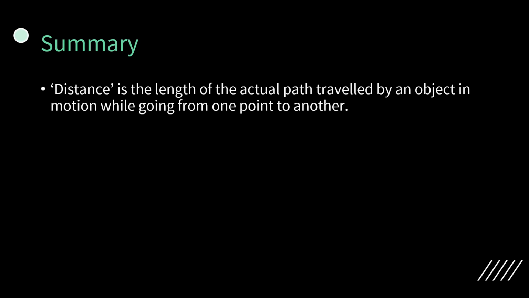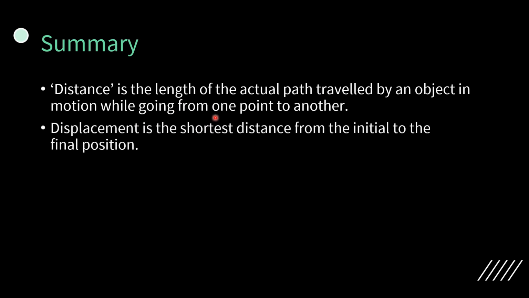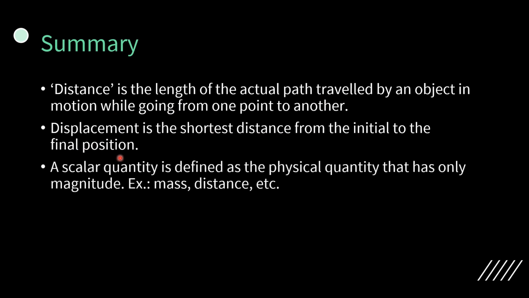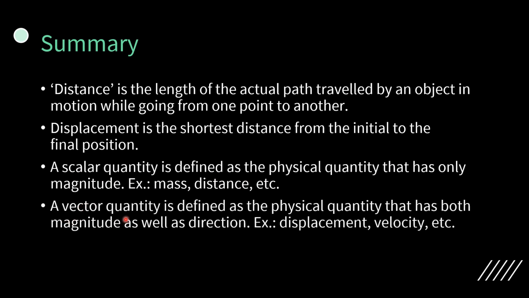Now, let us summarize the points we have learned in this module. We have learned that distance is the length of the actual path traveled by an object in motion while going from one point to another, whereas displacement is the shortest distance from the initial to final position. A scalar quantity is defined as a physical quantity that has only magnitude, for example mass and distance, whereas a vector quantity is a quantity that has both magnitude as well as direction, for example displacement, velocity, etc.